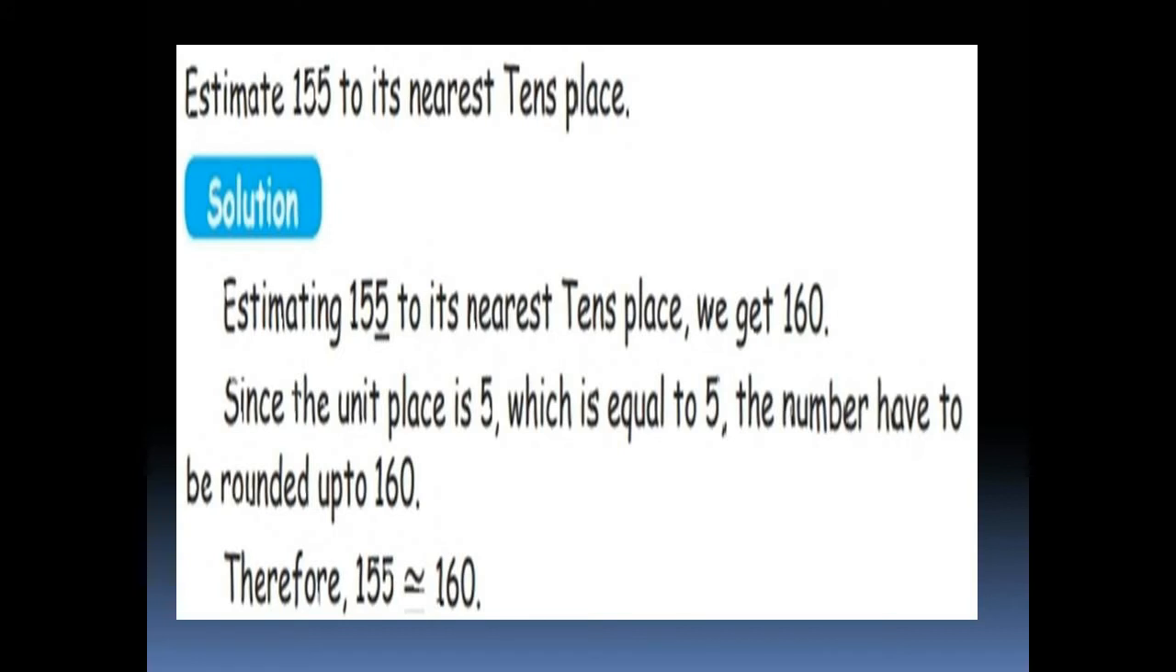Estimate 155 to the nearest tens place. Let us see the solution. Estimating 155, the nearest tens place is 160, because the difference from 150 is 5, and the difference from 160 is also 5. So what we have to do: since the unit place is 5, the number has to be rounded up to 160. That means the estimated value is 160.